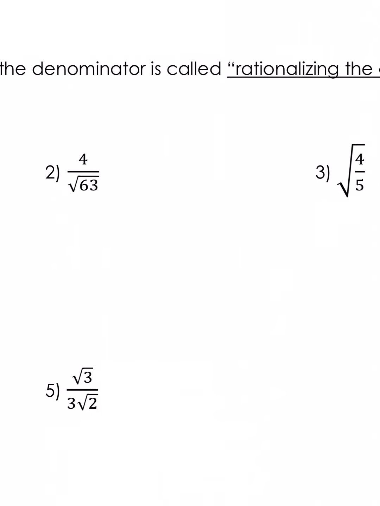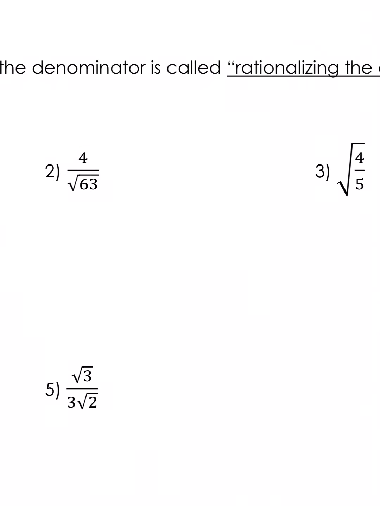So, second one. This time we have 4 divided by the square root of 63. I have a radical in my denominator, so I'm going to rationalize my denominator by multiplying by the square root of 63 over the square root of 63. In the numerator, I'll end up with 4 square root 63. In the denominator, I just get 63. If I could divide 4 and 63, I would, but I can't. But I can simplify radical 63. So over here off to the side, I'm going to simplify the square root of 63.